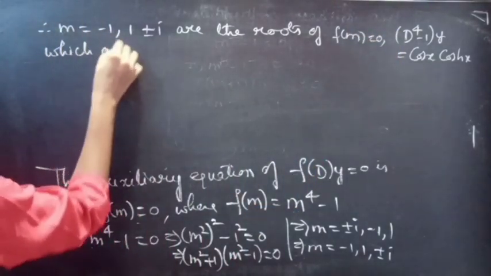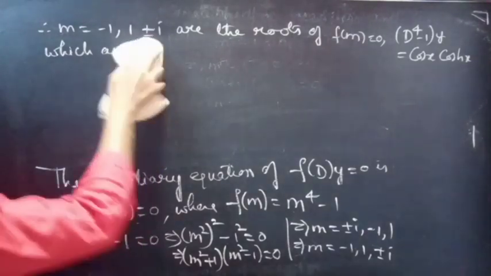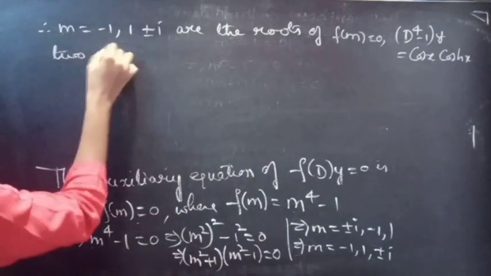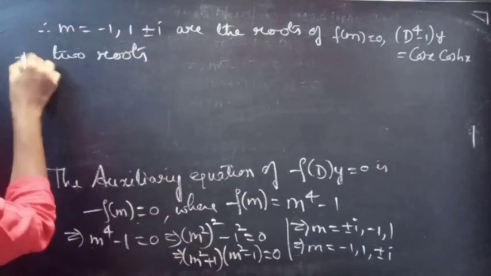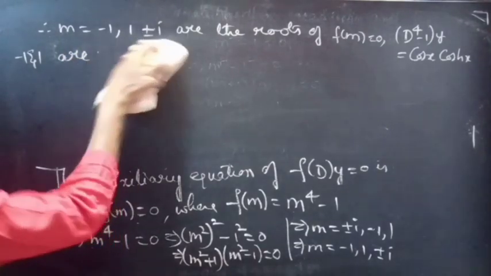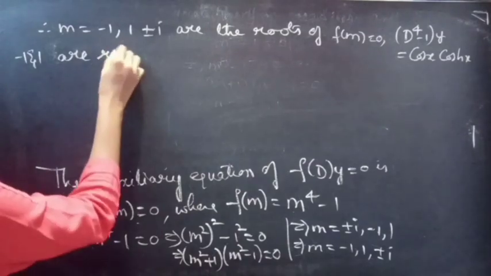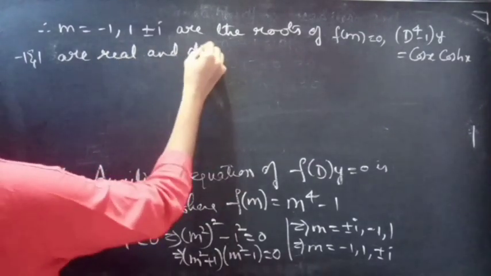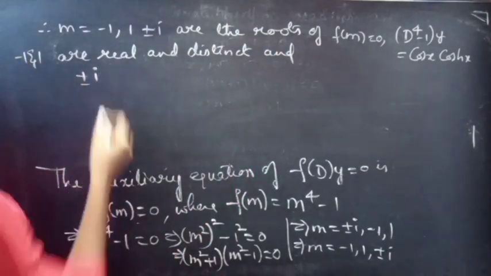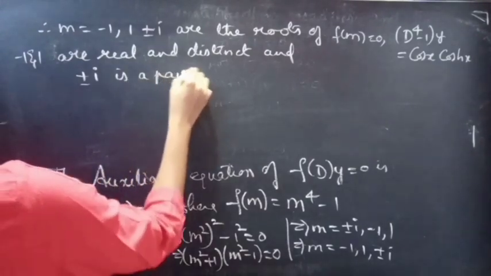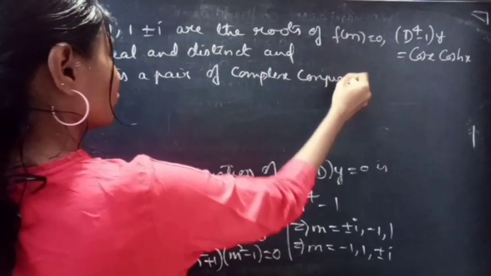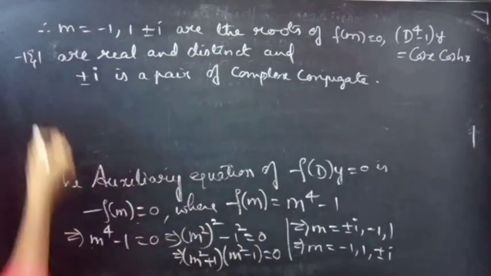Two roots, say -1 and 1, are real and distinct roots, and plus or minus i is a pair of complex conjugate roots, right? Now coming to the complementary function.